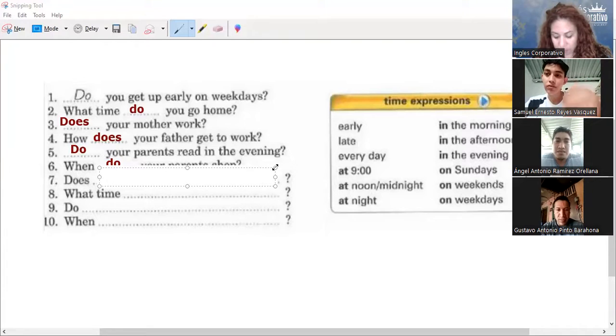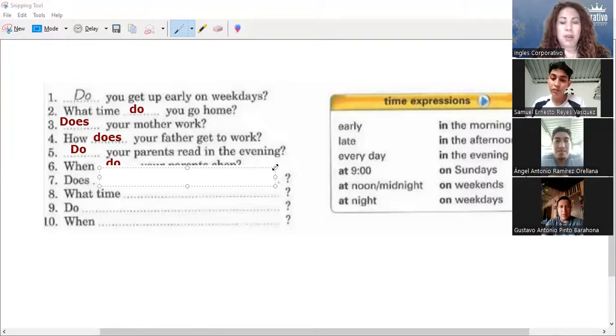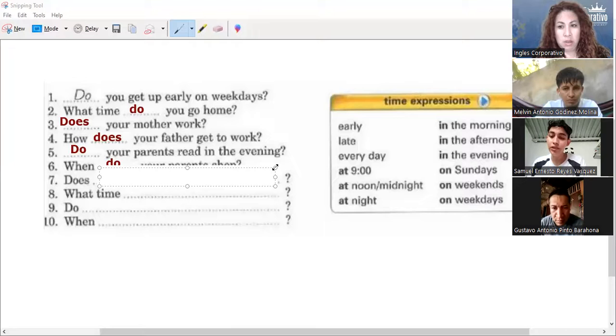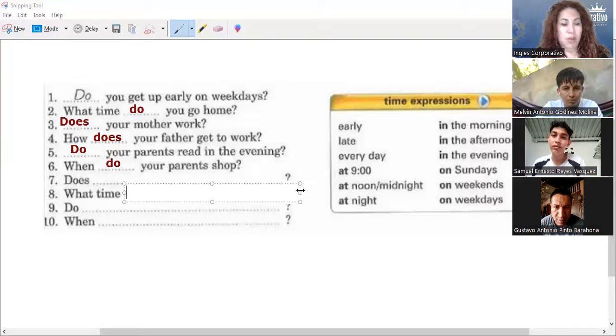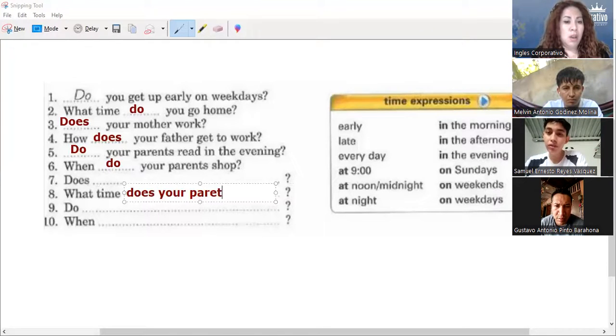Yo tengo una, pero no sé si está bien. Ok, por eso es que estamos aquí, para revisar, para ayudar. Sería una que es, what time does your parents go to the park? Okay, so we're going to do the second one then. What time does your parents go to the park?